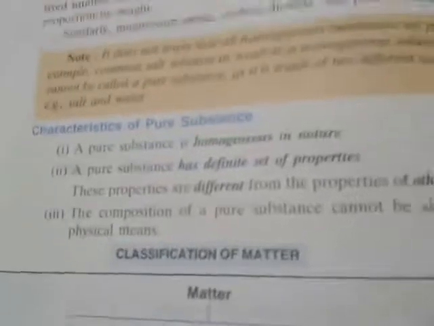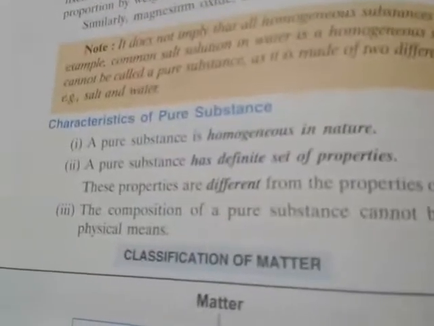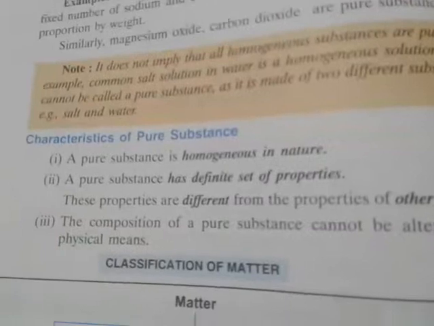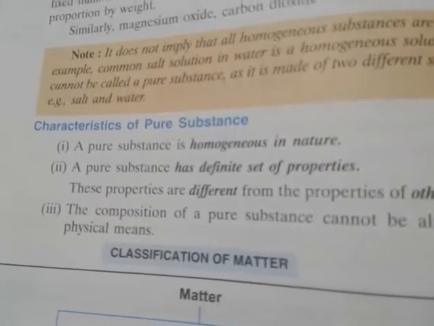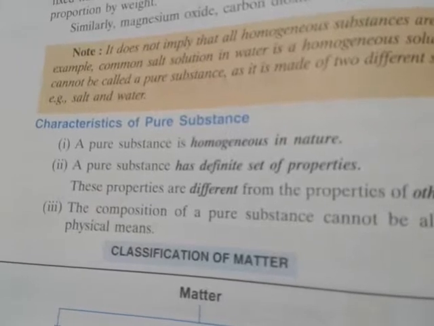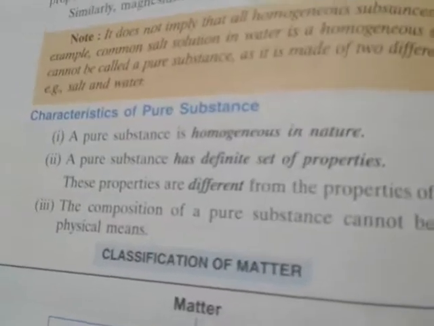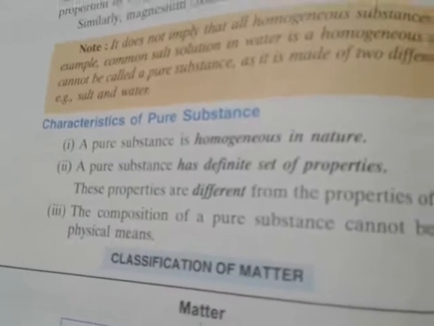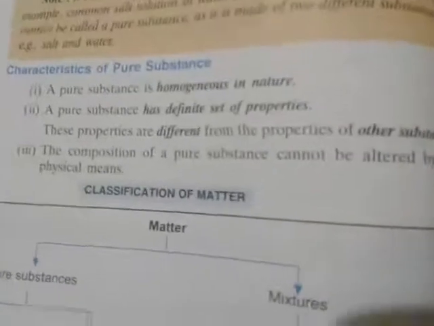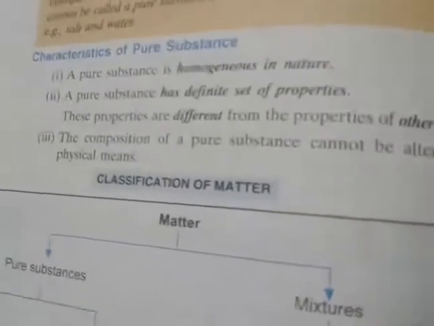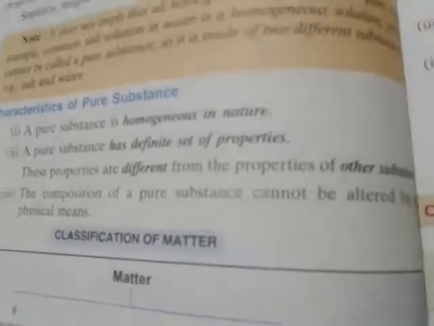Okay, now coming to the point, what are the basic characteristics of a pure substance? See, a pure substance is homogeneous in nature. First of all, it cannot be heterogeneous. All the components are mixed with each other uniformly. A pure substance has a definite set of properties, and these properties are different from the properties of other substances. The composition of a pure substance cannot be altered by any physical means. So these are the basic characteristics of a pure substance.